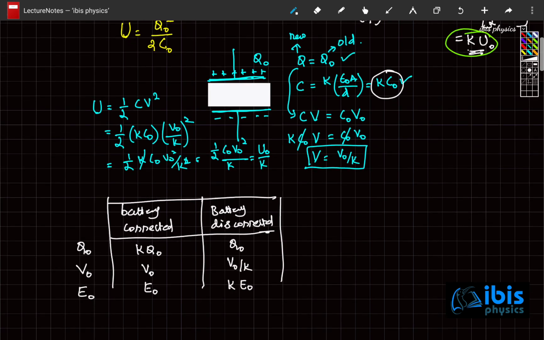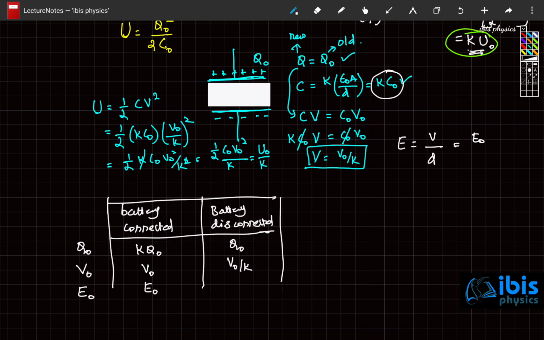With battery disconnected, it is not K times E naught, sorry, it is E naught by K, because electric field is actually V by D. V naught is E naught times D, and V is V naught by K, so V naught by K divided by D is 1 by K times V naught by D, which is equal to E naught by K. So here it is E naught by K.